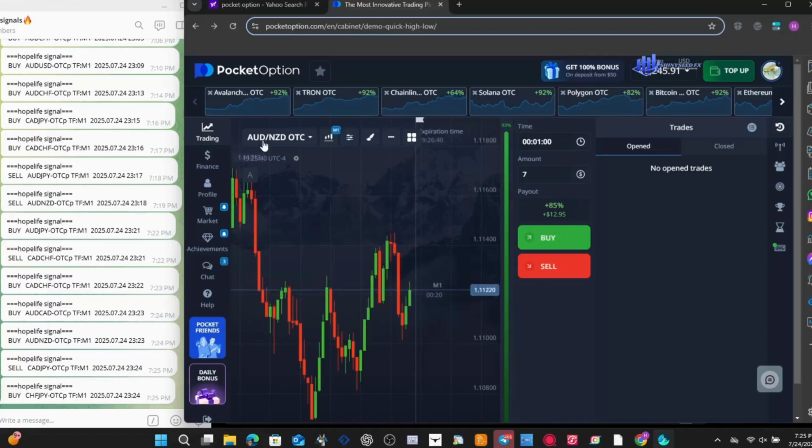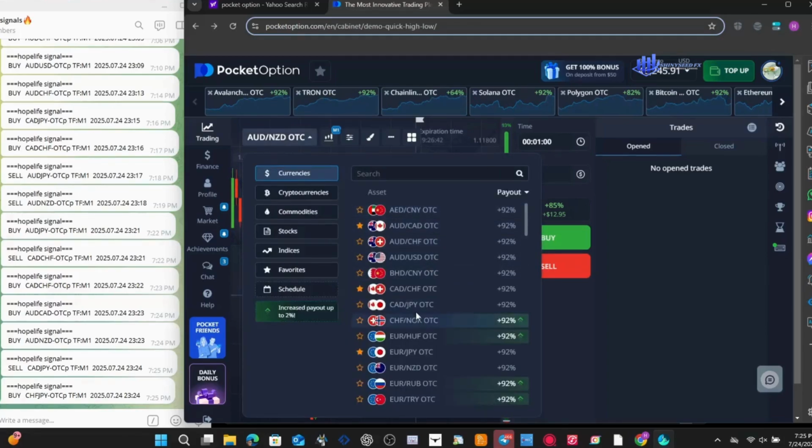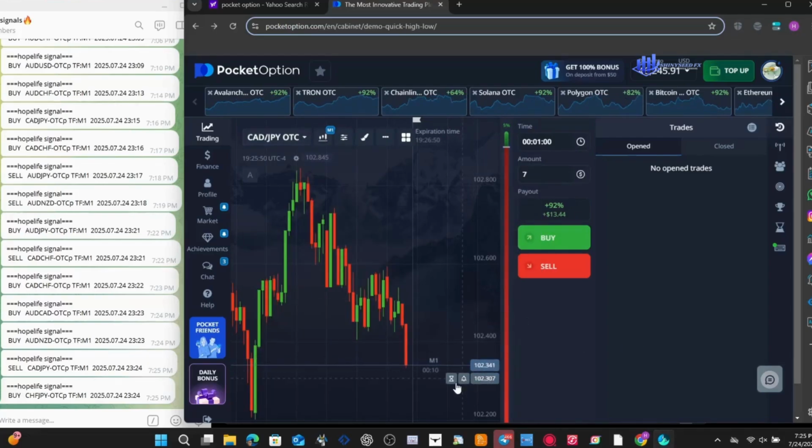We just received a sell signal. Let's select the pair. Let's prepare to enter. Remember, always choose OTC pair. If the signal mentions OTC, don't trade on less than 92% payout.